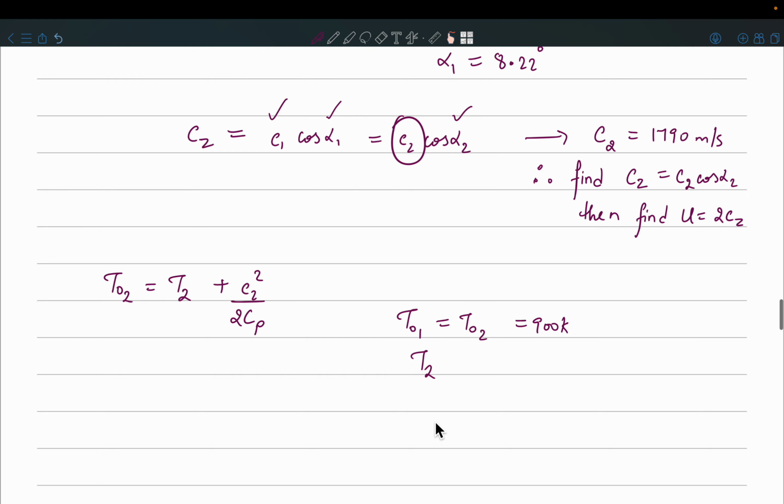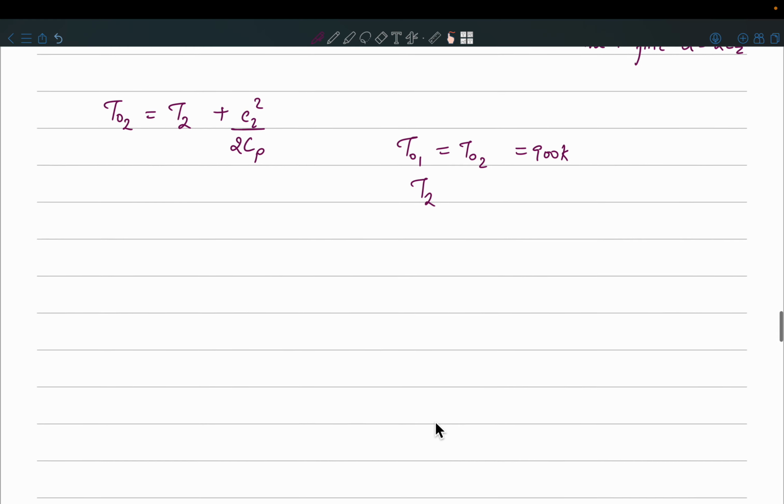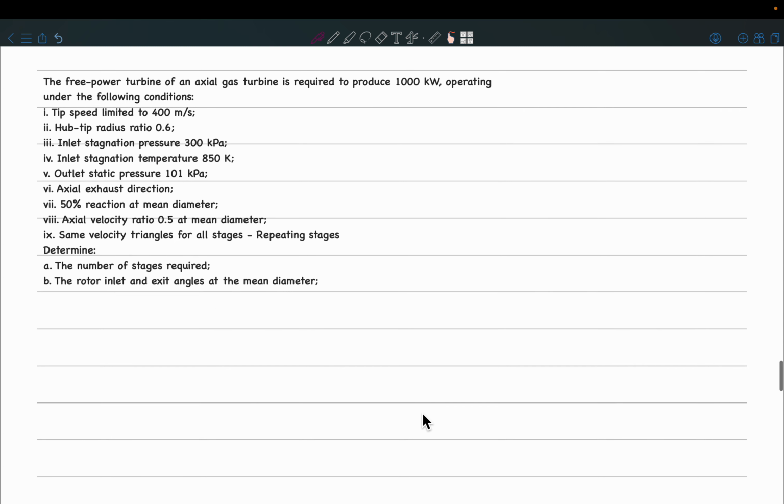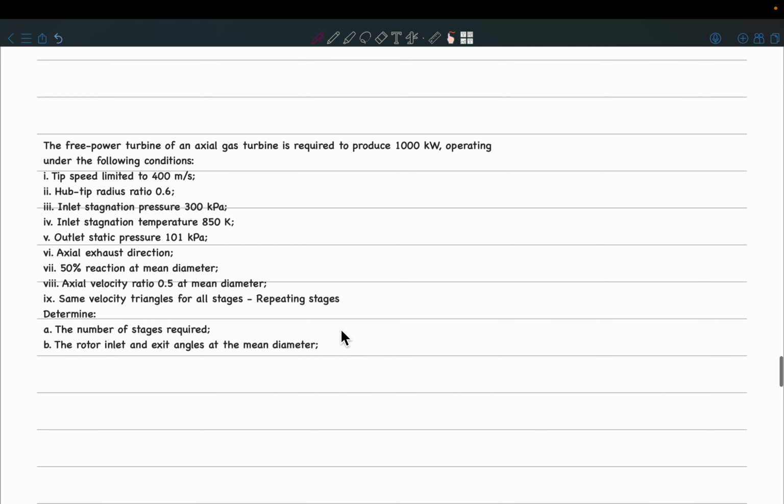Okay. So what I'll do is I'll move on and show a solution to one more numerical. This is a solved example in one of the textbooks. It's an interesting problem. So let us just see how to calculate. Let us say that we have this free power turbine of an axial gas turbine, and the total work of this turbine is given to us, that is 1000 kilowatts. Okay, and this is operating under the following conditions. So they have given the limiting tip speed.